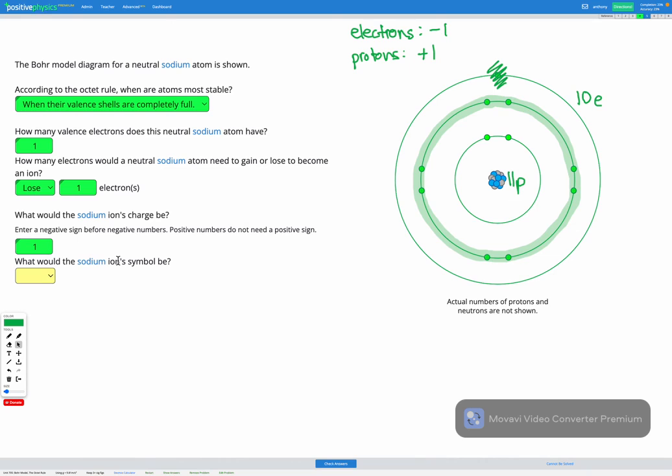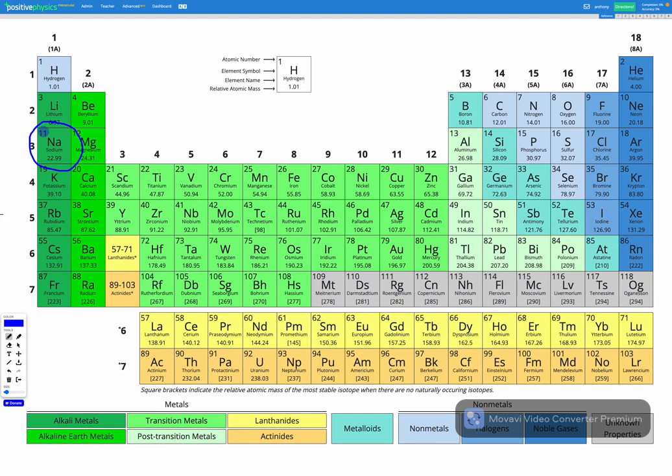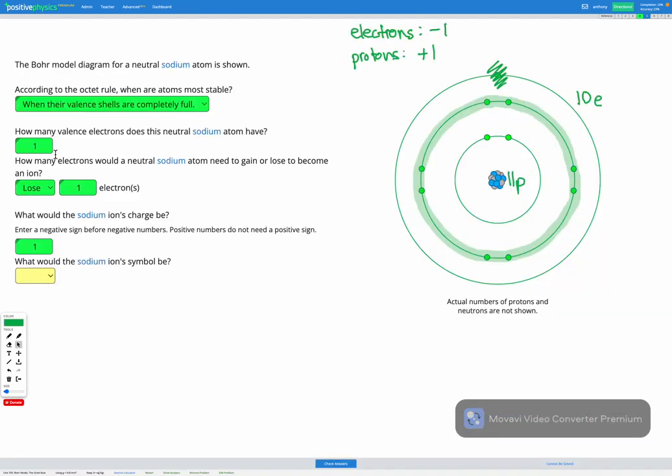So that starts by drawing the element symbol for sodium, which is Na. If you don't know that, you can go and check in the periodic table. Here it is, Na for sodium.